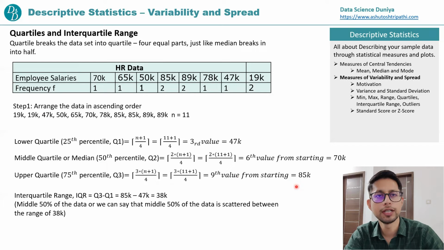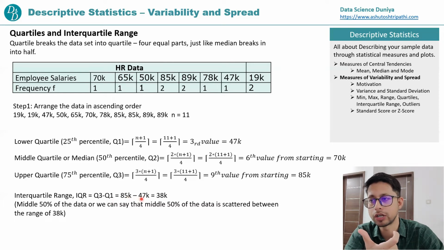And then how to calculate the interquartile range. The interquartile range is the difference of the upper quartile minus the lower quartile. That is the middle 50% of the data. So 85K minus 47K, that is 38K.